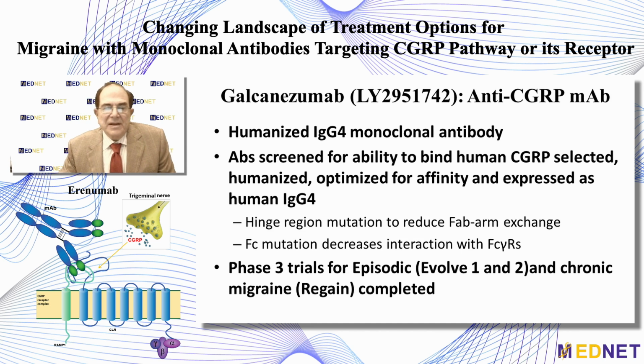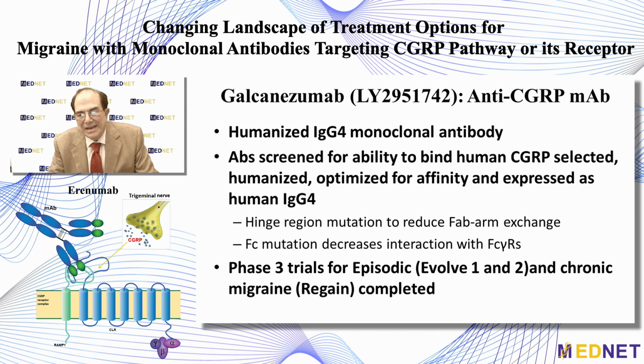The last antibody in alphabetical order is galcanezumab. It's the Lilly antibody. It's an IgG4 monoclonal antibody. And basically, it was screened, optimized, and genetically engineered. The trials include episodic, EVOLVE 1 and 2, and chronic, the REGAIN trial, and I'll show you the data.